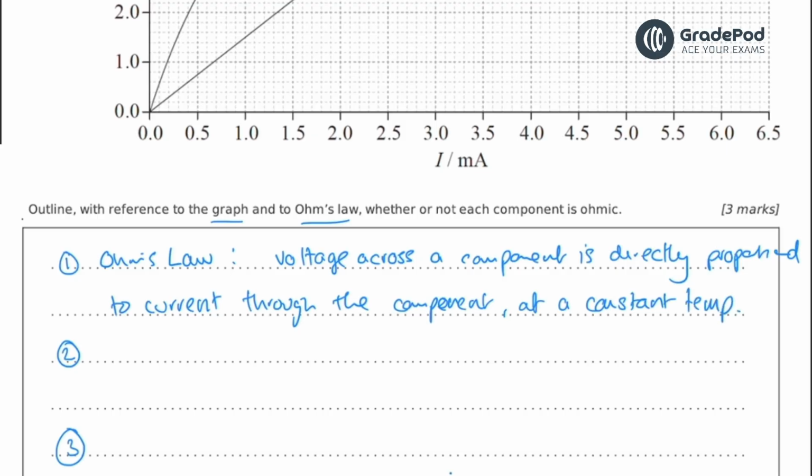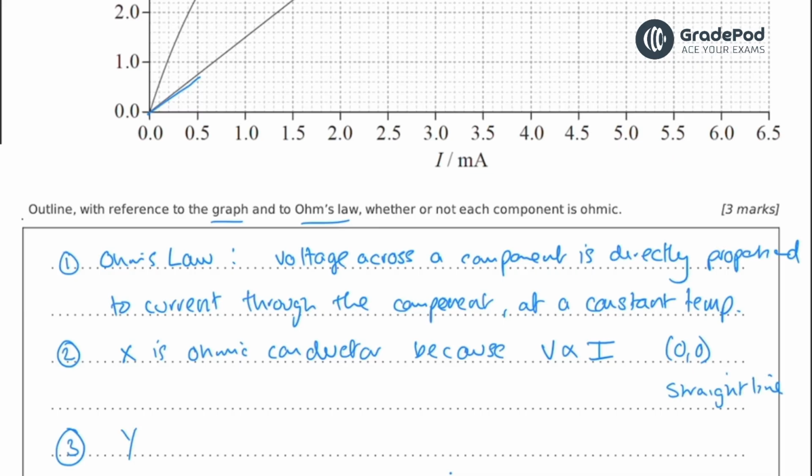Looking at X, you can see that it is directly proportional because it's a straight line through 0. So X is an ohmic conductor because V is proportional to I because it goes through 0 and it's a straight line.